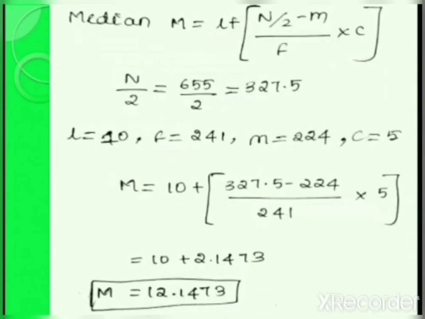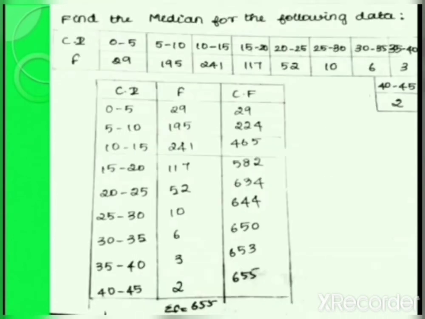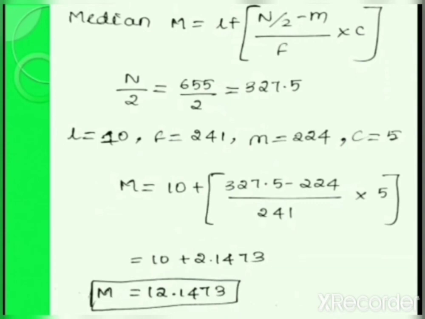Then c is, as I already told you, the class size, which is the common difference of all the class intervals. Here 0 to 5, 5 to 10, so the common difference is 5. So our class size is equal to 5. Now we substitute all these terms into the formula. M is equal to 10 plus, because our L is 10, n by 2 is 327.5 minus the pre-median cumulative frequency 224, divided by f, which is 241, into c, which is 5. If we solve this, you will get M equal to 12.1473, which is your median value.